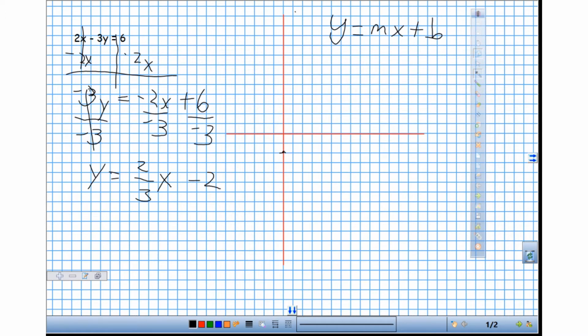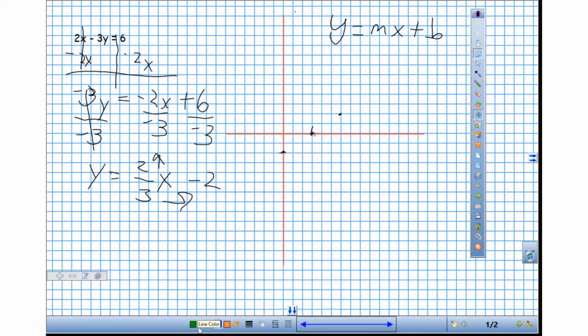Okay? And that means then that I'm going to go up 2 and then to the right 3. So I'm going to go up 2 and then 1, 2, 3 to the right. And then we're going to go up another 2 and then 3 to the right. All right, that's pretty good. So I have these dots, right? And so now I can connect these dots with a line. Okay? So I can go ahead and do that.